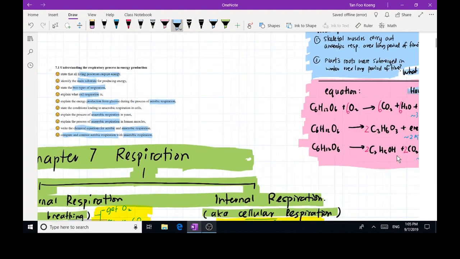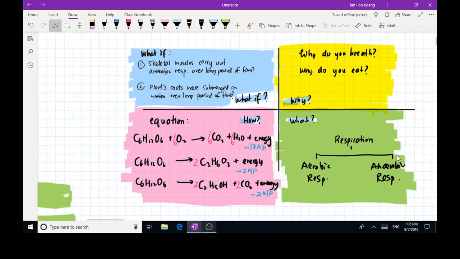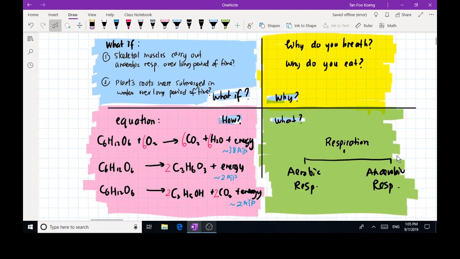Alright, having said so, now let's look at the four phases today. These are the four phases that we are going to go through today. So the first phase is a why phase. Now, why do you breathe?